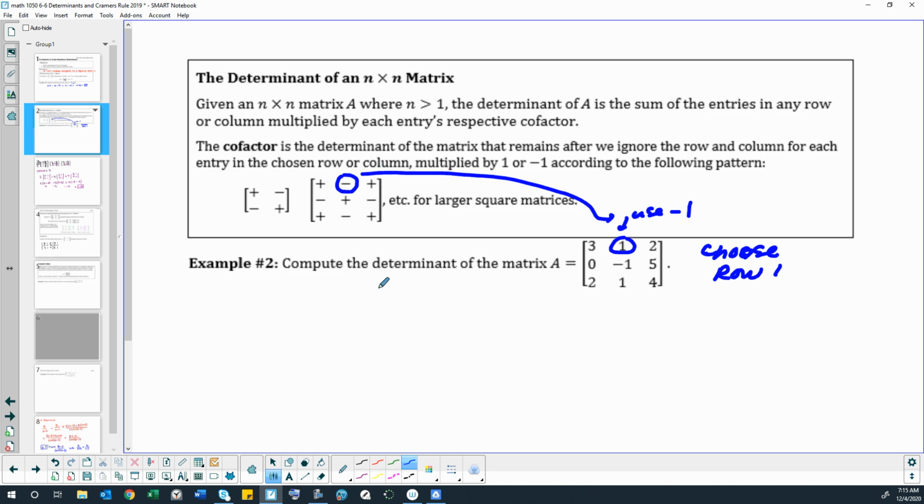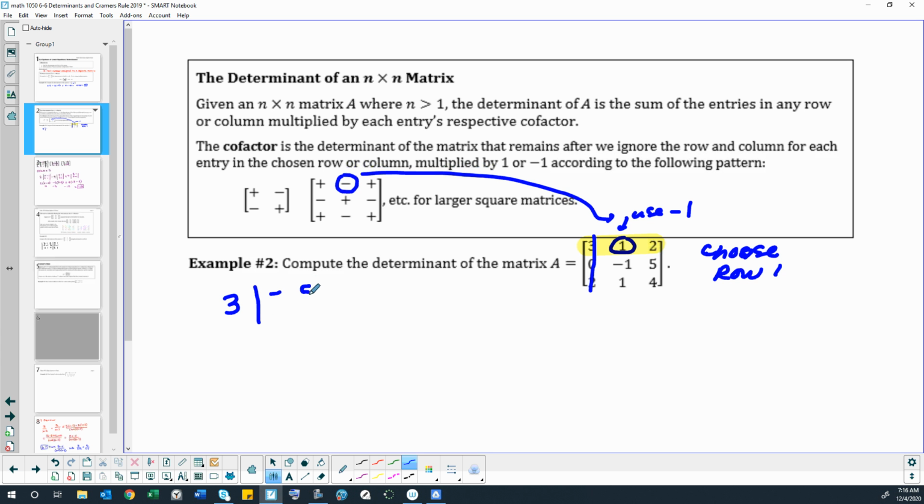Anyway, okay, so since we're using row 1, let me use a highlighter. Highlight row 1. We're going to start by choosing the first number, which is 3. Now, if we ignore this column, because 3 is in that column, and we ignore the row that we chose, then we have this little 2 by 2 matrix right here. So then we're going to do the determinant of that matrix.